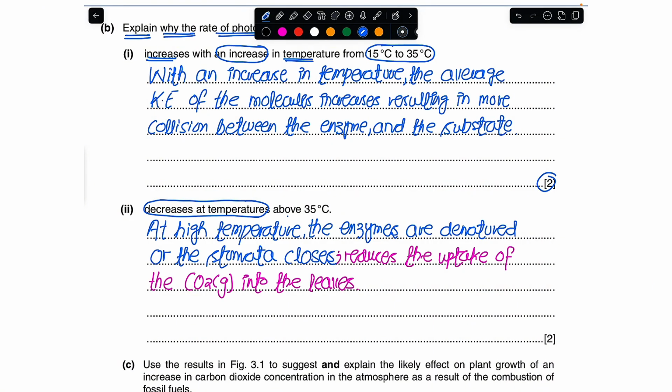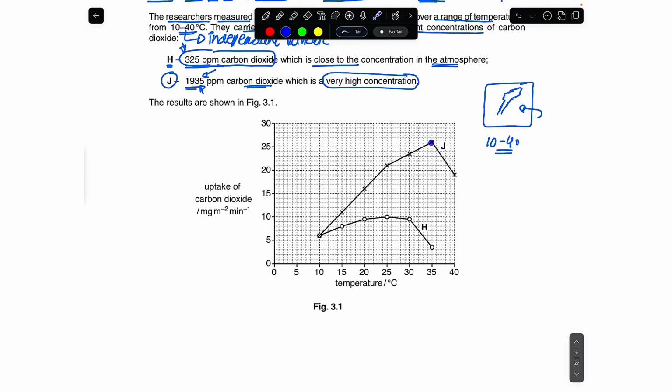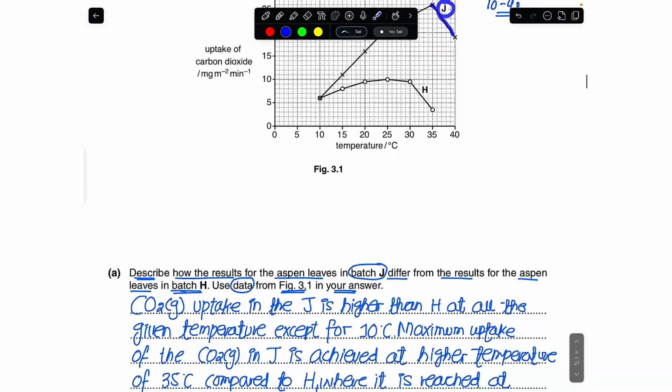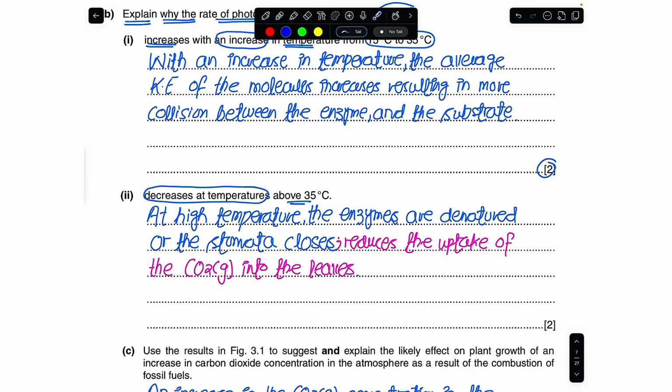For another 2 marks, they are asking us why the rate of photosynthesis decreases at temperatures above 35. And if I look at the graph, beyond 35 the rate of photosynthesis in J is decreasing. So the idea here is very simple: why is this decreasing? Because when the temperature is being increased, the enzymes would be denatured.